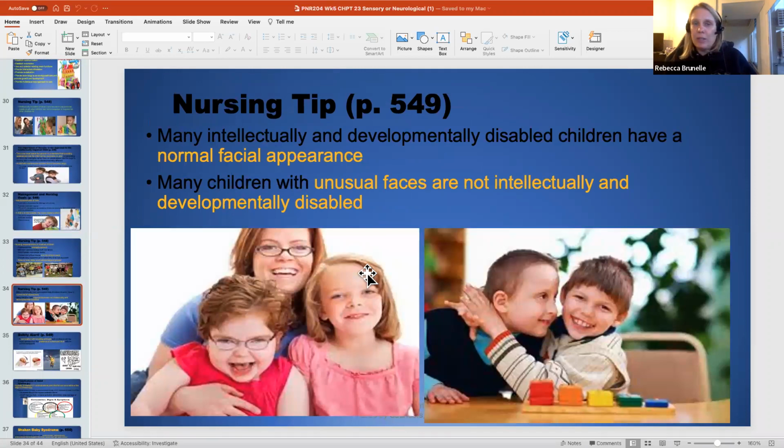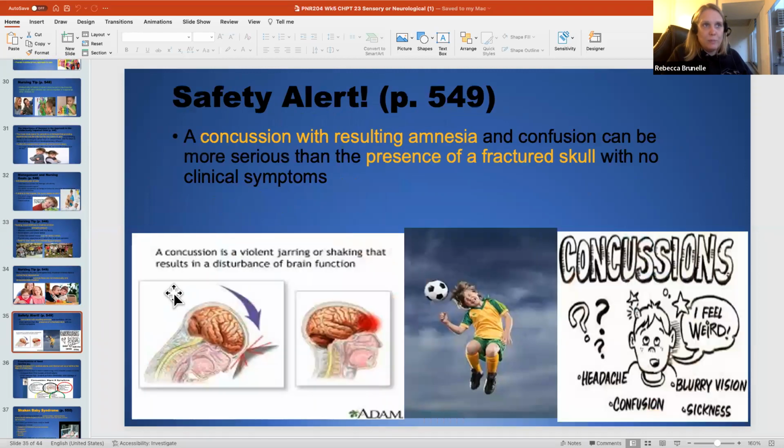So sometimes we think that we can see, based on what the child looks like, their level of intelligence, or if they have an intellectual disability, and you really can't. Sometimes kids with Down syndrome have very characteristic facial features, and you're like, oh, that kid has Down syndrome. But there can be other kids that have totally normal facial features and they have an intellectual disability, and then kids that are kind of funny looking that are smart. So don't ever assume that you know what sort of intellectual capabilities a kid has based on the facial features alone.